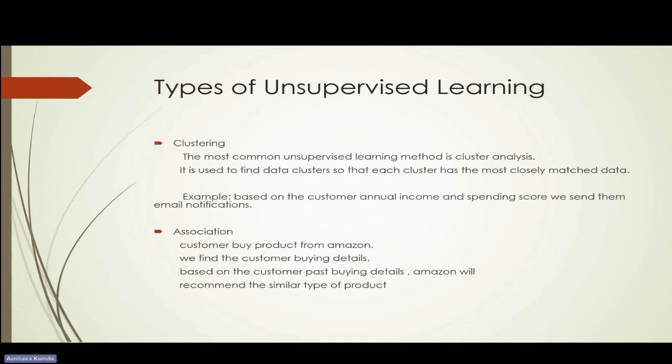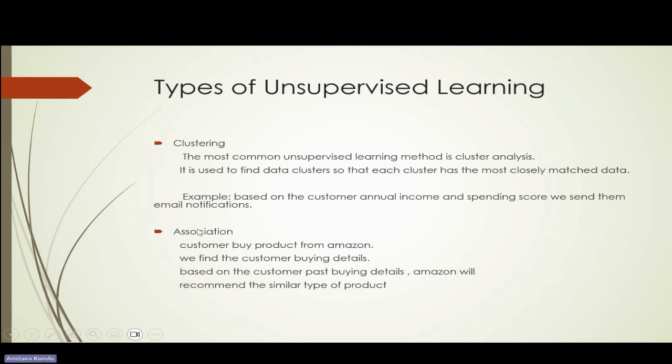So what you do in the clustering, just now given the example, the most common unsupervised learning method is a cluster analysis. It is used to find data cluster so that each cluster has the most closely matched data. For example, based on the customer annual income and spending score, we send them the email notifications. Just now they have shown the example of clustering, right? Same like that, associations. Association is another type of unsupervised learning.